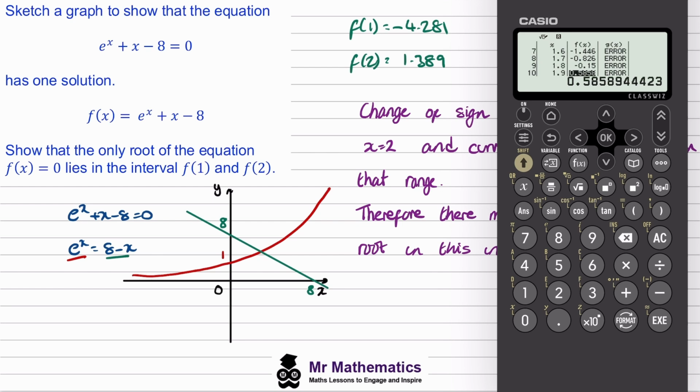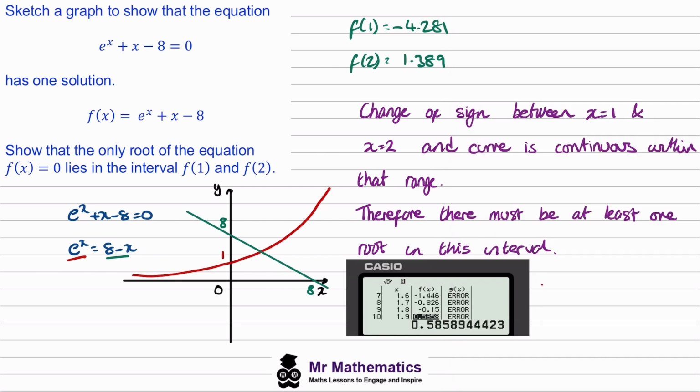So if I screenshot this, when x is 1.8, we get negative 0.15. And when x is 1.9, we get 0.586. So the solution to one decimal place is that x equals 1.8, because negative 0.15 is closer to 0 than this one is. Okay?